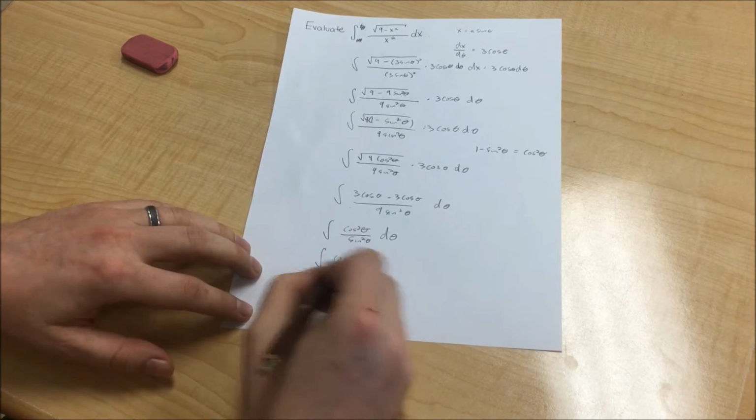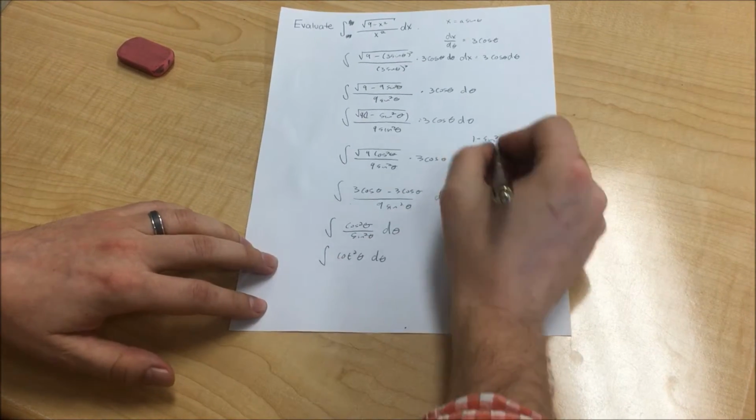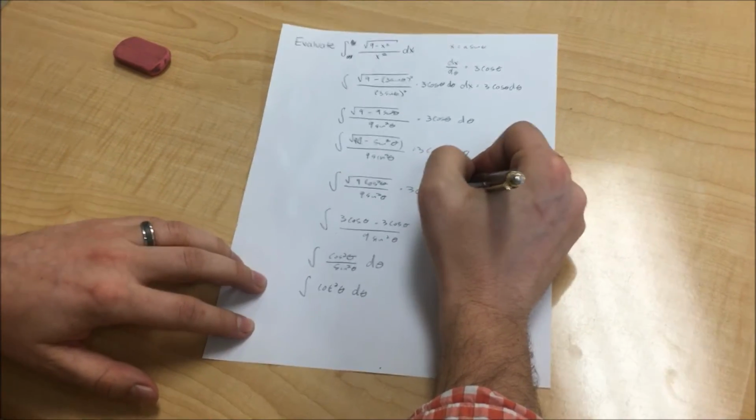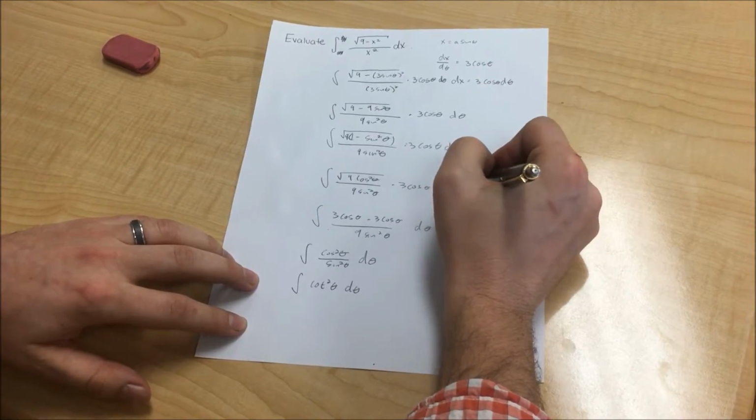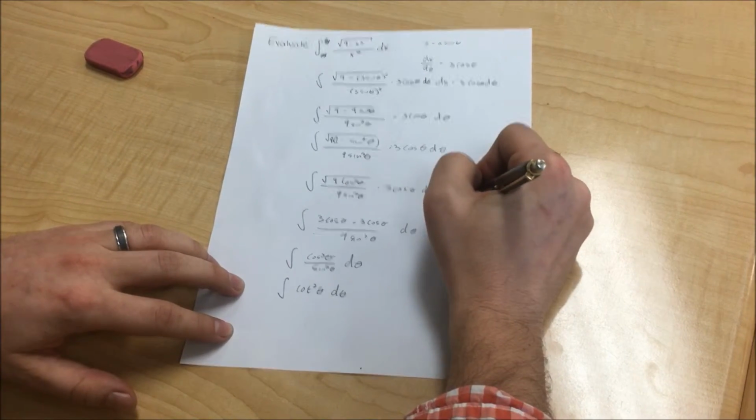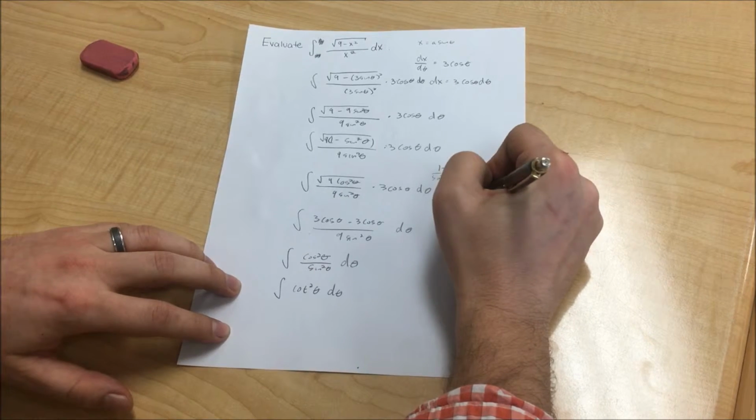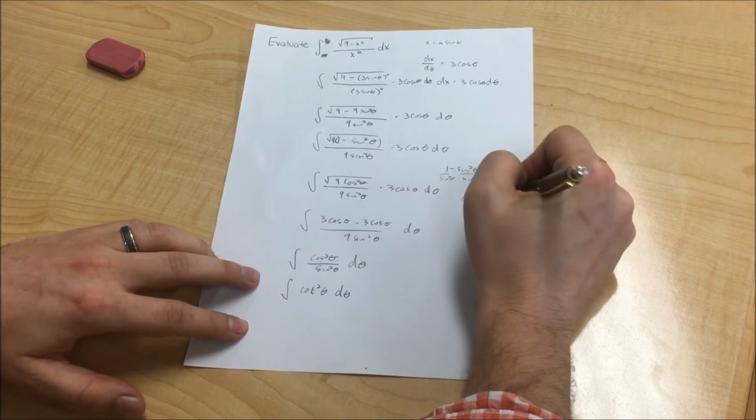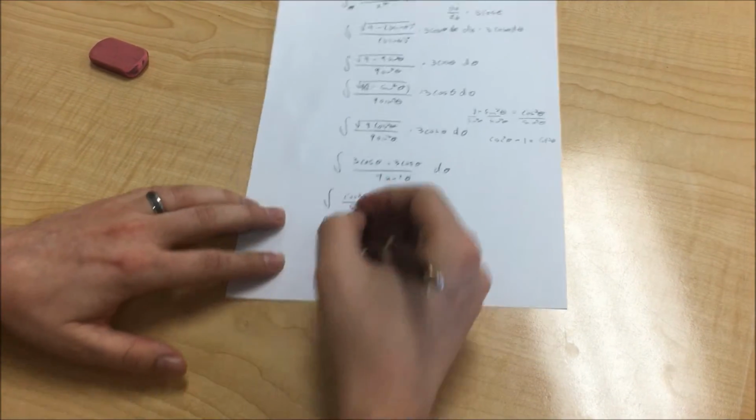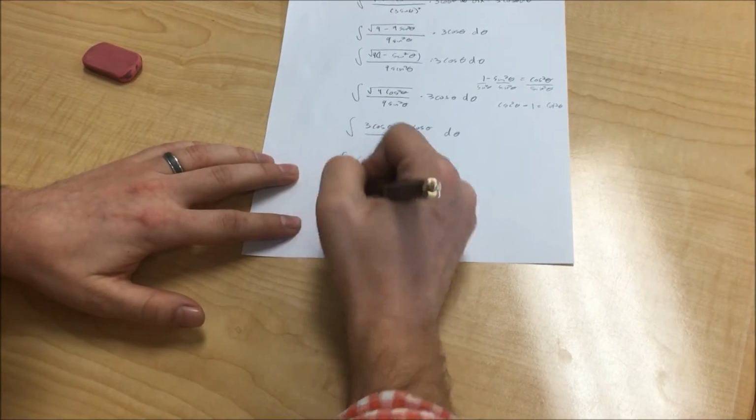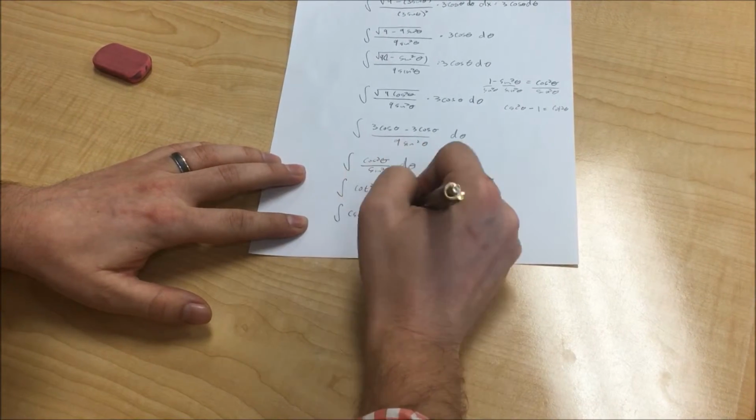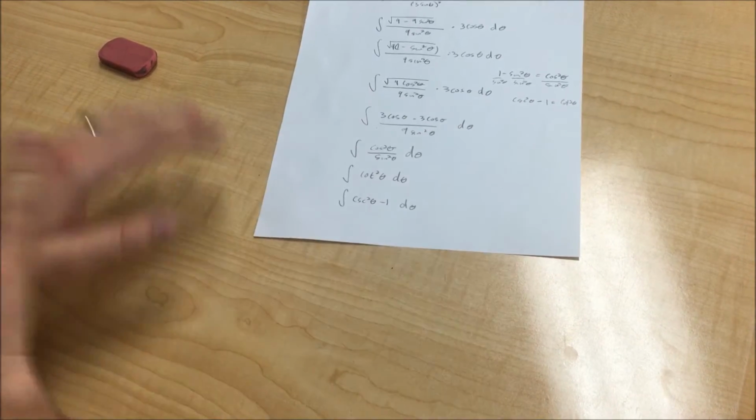And I feel like this is an identity which I don't remember, so I'm going to go up here and divide all of these by sine squared theta to figure out what it is. So this becomes cosecant squared theta minus 1 equals cotangent squared theta, and there it is. So we now have the integral of cosecant squared theta minus 1 d theta.